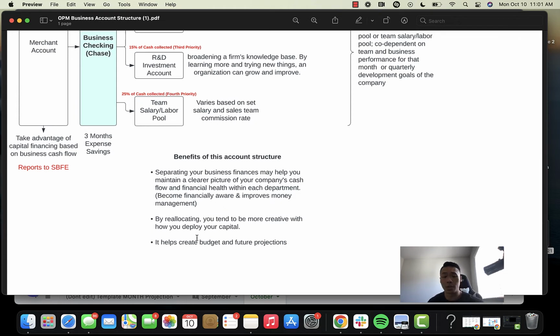And then number three, this is the most important part, because once you really understand your numbers, how much you're willing to spend, you can start creating budget and future projections based on data that backs it up, right? A lot of times I see business owners become a little too overly optimistic with their projections, which is totally okay.